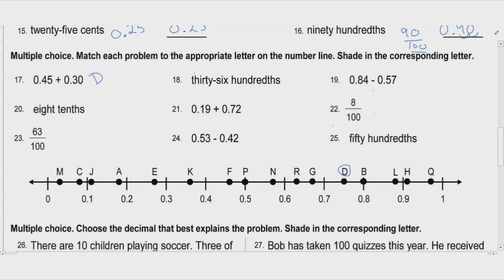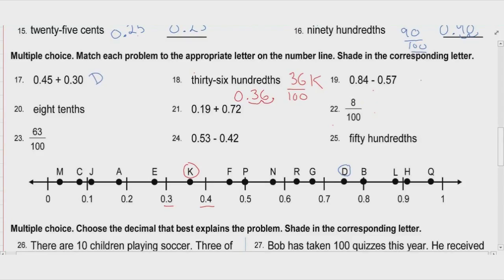All right, welcome back. Let's start off with problem 18. 18 says 36 hundredths, or 36 over 100. So that means we have 36. The decimal is not in sight, so it's on the right. We have 100, which means we have 2 zeros, so we move the decimal 2 spaces, and that gives us 0.36. Now, 0.36 is going to be between 0.3 and 0.4, and the only one there is K. So this must be K.